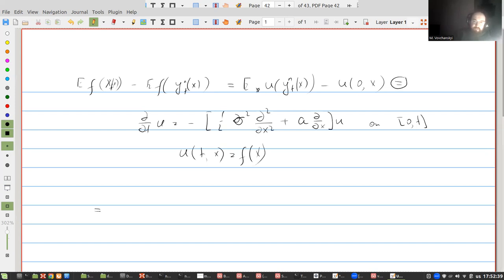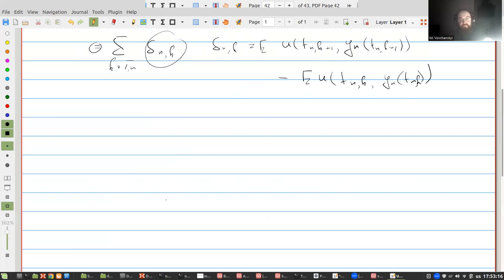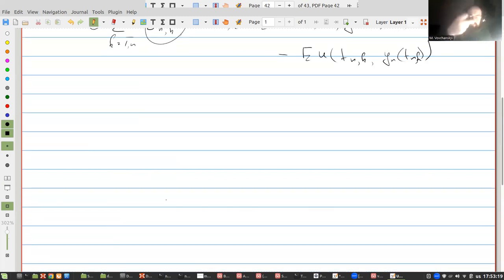And then you can write it actually as a sum from 1 to n of delta n k, where every delta n k has a form. I will just write it for my u at t n k plus 1, y n at t n k plus 1, minus u at t n k, y n at t n k. So you work with these summands and estimate them separately and then gather them together to get the integral.